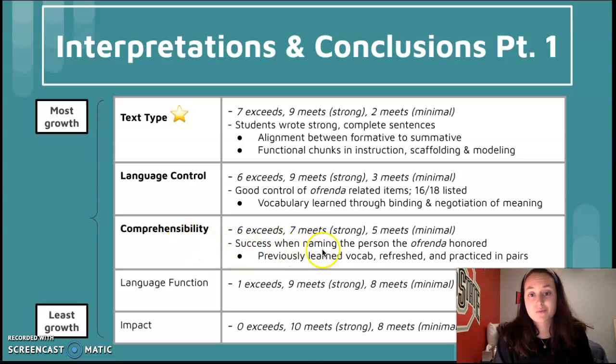They showed a lot of success when they named the person their ofrenda honored. This was just briefly refreshed in my unit, but was previously learned. But in order for them to have success, I activated this schema and had them practice in pairs. I believe this formative practice really prepared them for this summative growth.